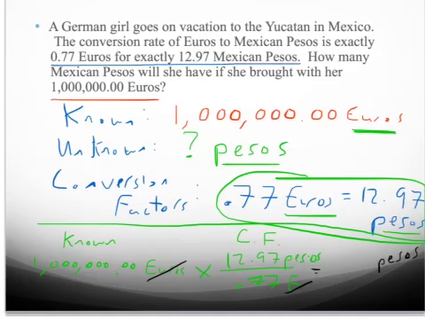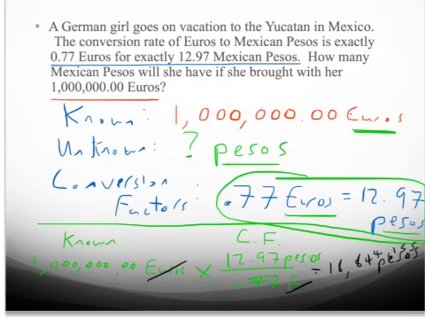And the last thing we have to do is multiply the million euros by the 12.97 pesos in the numerator. So that number will give us 12,970,000 pesos. But we need to divide it by the 0.77 on the bottom. So when we do that, we get 16,844,155 pesos.